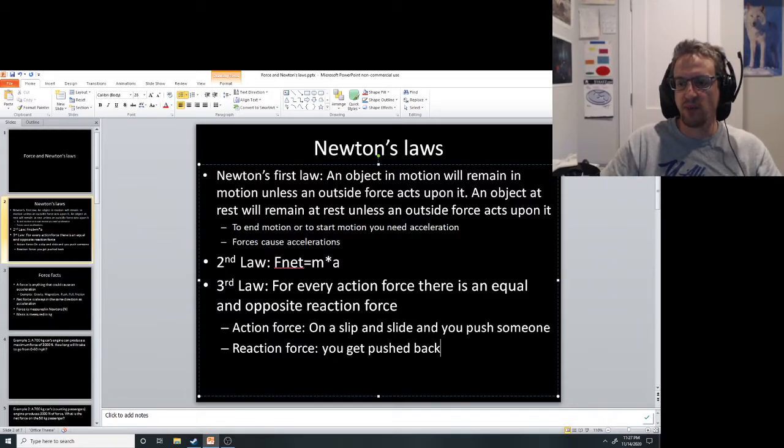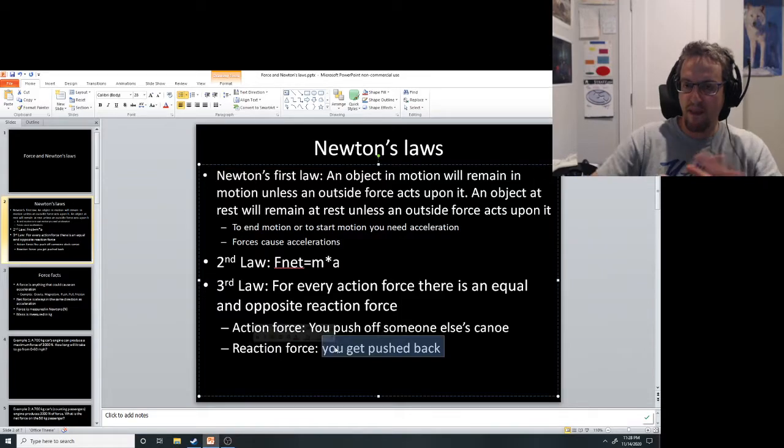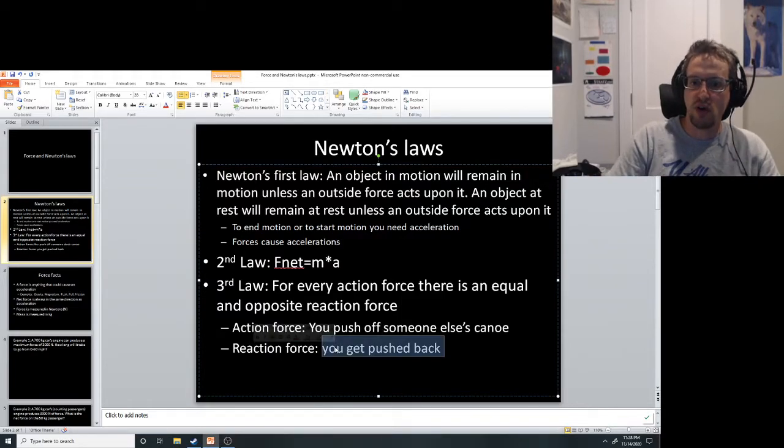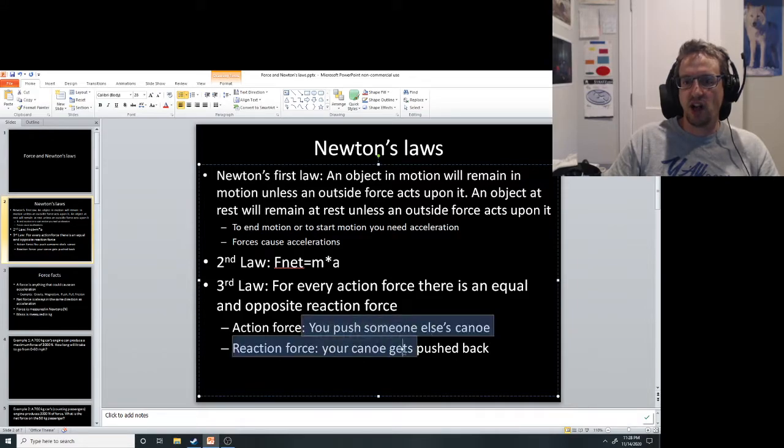Here's an even better example, probably the best example. You're canoeing. You push off someone else's canoe. You push their canoe and it pushes them back, but you push someone's canoe and your canoe gets pushed back too. Both of you end up moving. It's not just them. So that's really it. It's most obvious when there's no friction. If there's friction, it's a little harder to recognize what's happening, but it is happening.